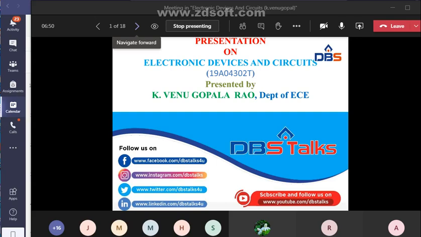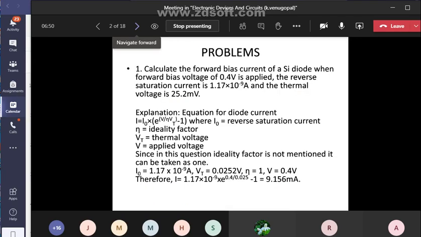So today we will discuss some problems on PN junction diode current equation. Calculate the forward bias current of a silicon diode when a forward bias voltage of 0.4 volts is applied. The reverse saturation current is 1.17 × 10^-9 amperes and the thermal voltage is 25.2 millivolts, right?